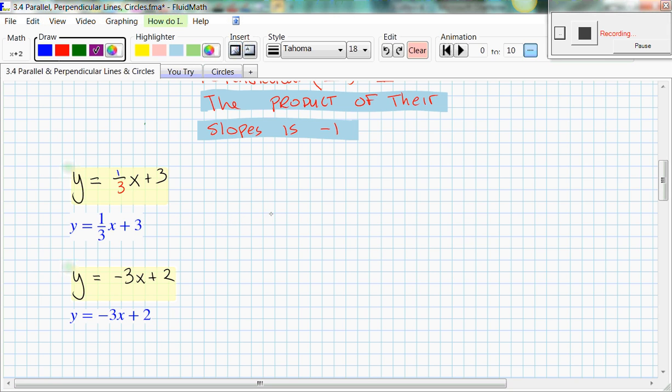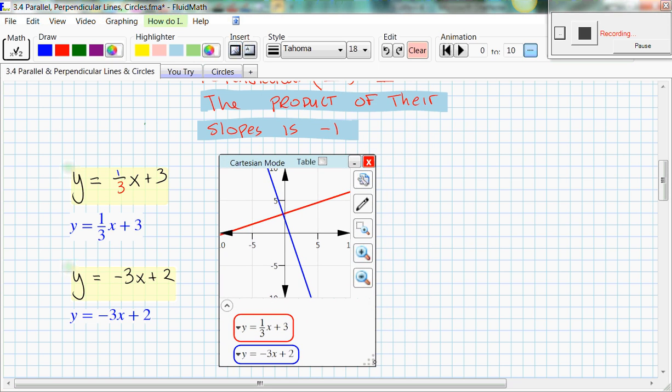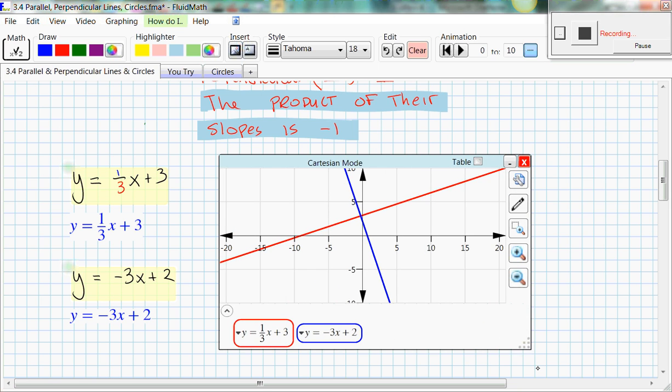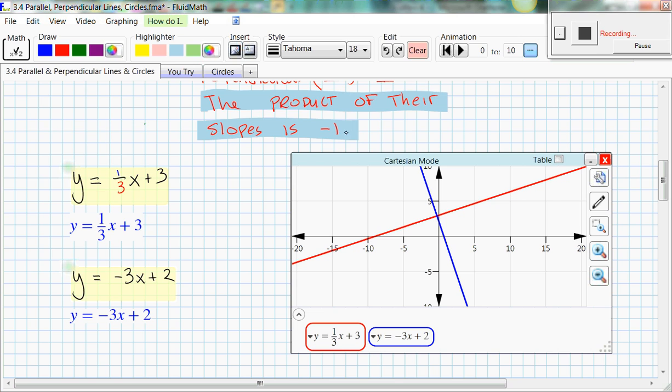I need to dim the right node now. So I'll put this one in. That's my red one. Put that one in. There's my blue one. Okay, so these are definitely opposite reciprocal slopes, okay? And if I do a little math over here, I can see that according to the definition, the product of their slopes must be -1.